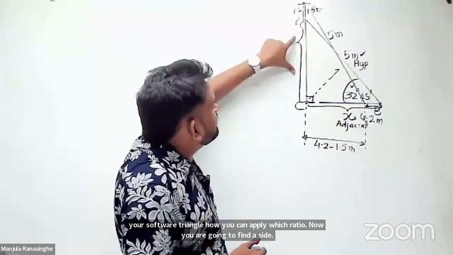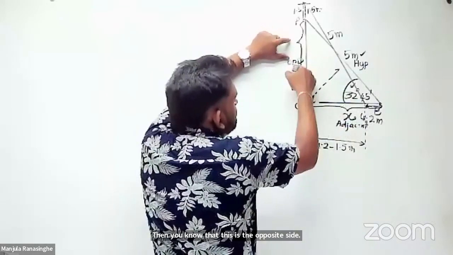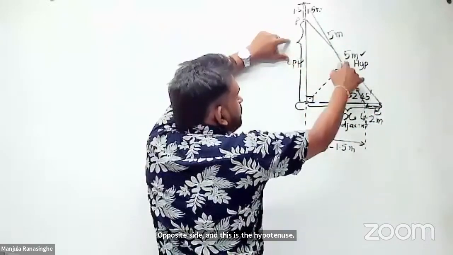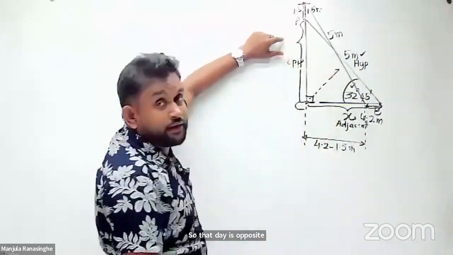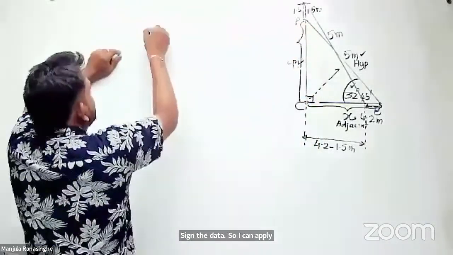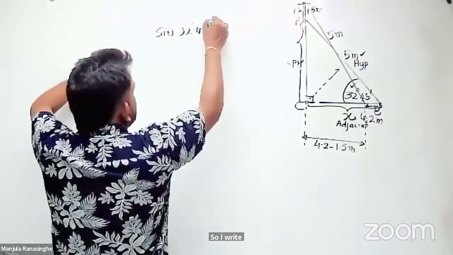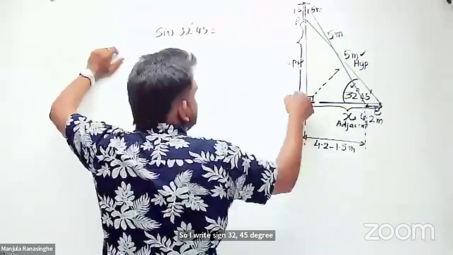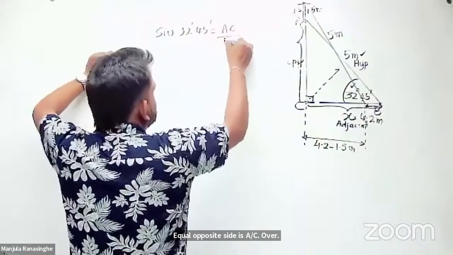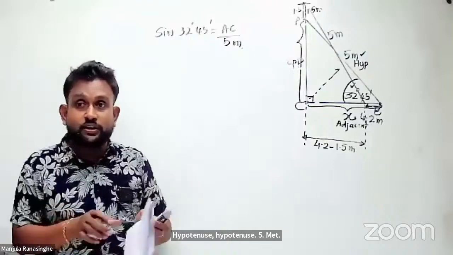Then you know that this is the opposite side with respect to this angle, and this is the hypotenuse. So opposite over hypotenuse deals with sine theta. I am going to find the AC length. So I write sine 32.45 degrees equal opposite side AC over hypotenuse. Hypotenuse is 5 meter. Now I take the sine value of 32.45 and check it.